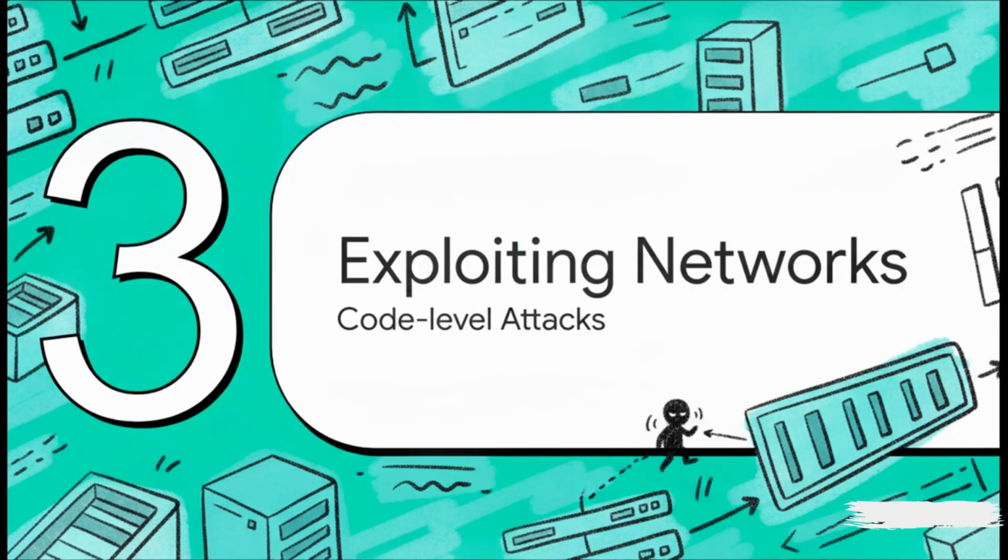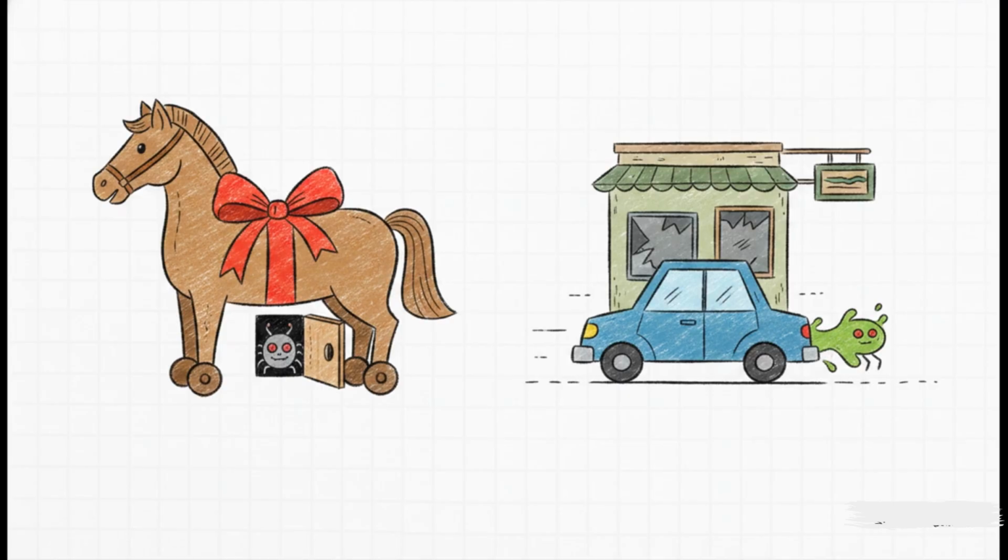All right, let's get a bit more technical. Section 3, exploiting networks, code-level attacks. Here is where attackers try to sneak through the digital vents. Two of the sneakiest methods they use rely entirely on deception. Trojan horses, as the name implies, literally borrow from the ancient Greek myth of Troy. Attackers hide their malware inside seemingly innocent software, just waiting for you to willingly welcome it in.